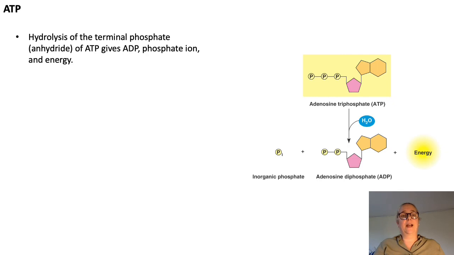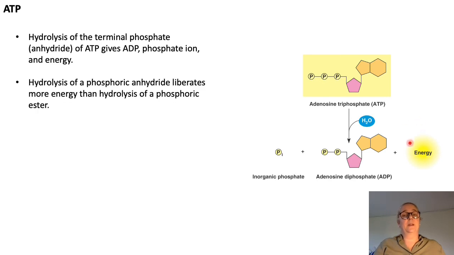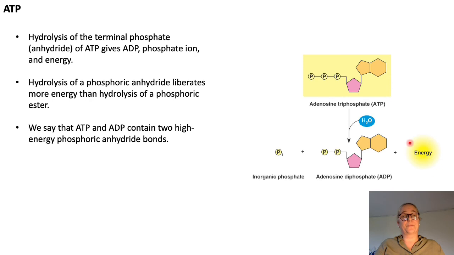ATP undergoes hydrolysis of the terminal phosphate, which then gives us ADP. Okay, so it's adenosine diphosphate, still has two phosphates, and energy. The hydrolysis of the phosphoric anhydride liberates more energy than the hydrolysis of the phosphoric ester. And so we say that ATP and ADP contain two high energy phosphoric anhydride bonds.